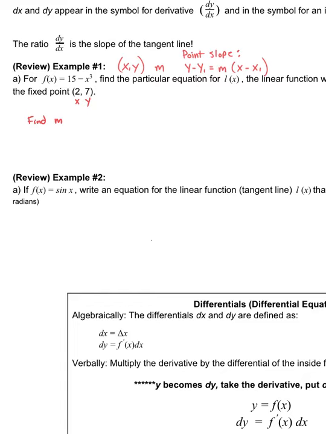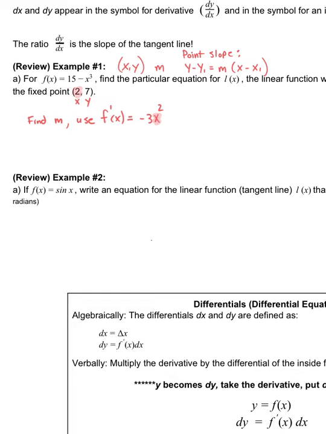To find m, we use the derivative. The derivative is the same as the slope. So we are going to use f prime of x. All right, so let's take the derivative. The derivative of 15 is 0. The derivative of negative x cubed is negative 3x squared. So there's our derivative. Now we plug in our given x value 2 into the derivative function.